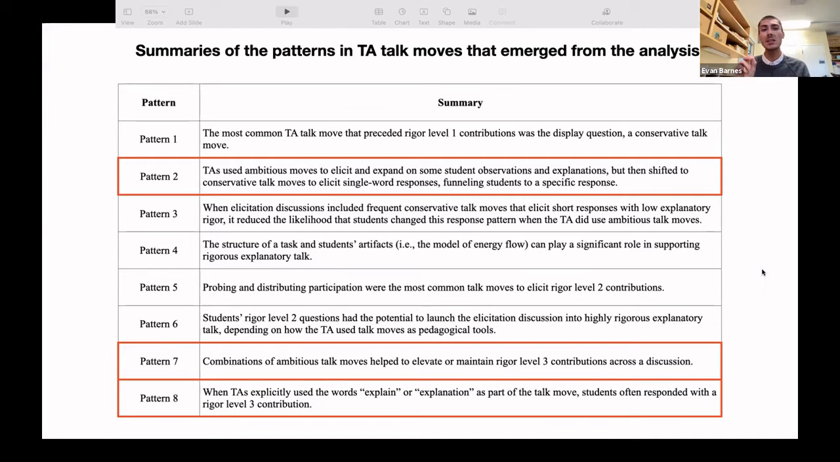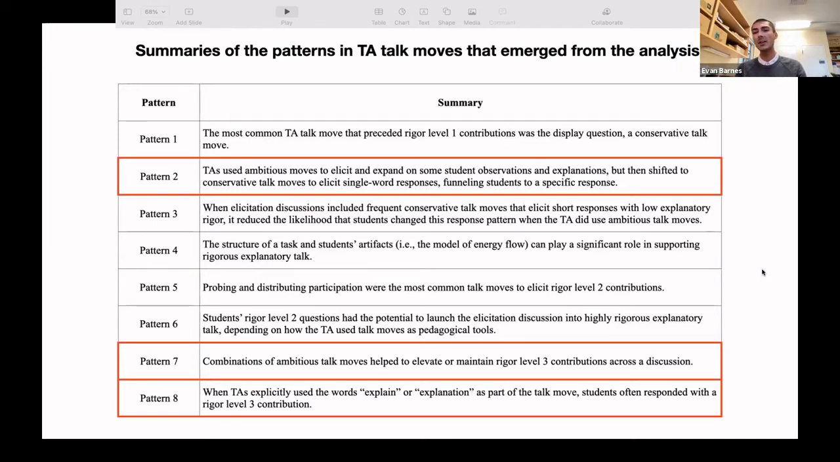Pattern 2 is that TAs used ambitious moves to elicit and expand on some of the observations and explanations of the students, but then they shift to conservative talk moves to elicit single word responses, almost in a funneling way, to try to get them to a certain point. We often see this near the end of the elicitation discussion. I'm going to talk about that here in a moment.